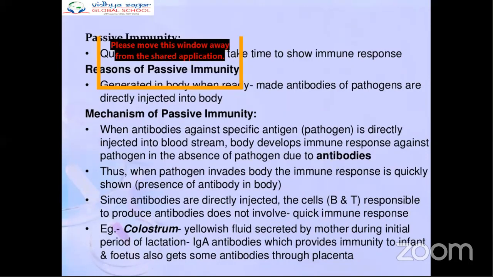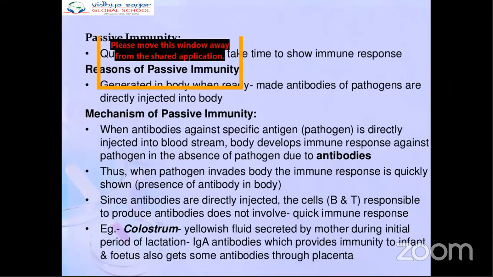Here, as I already said, colostrum is the yellowish fluid secreted by the mother during the initial period of lactation, with IgA antibodies, which produce immunity in the infant. The fetus also gets some antibodies through the placenta. Through the mother's placenta also, the antibodies reach the baby. So passive immunity is ready-made antibodies. Active immunity is developed due to contact with the pathogen.